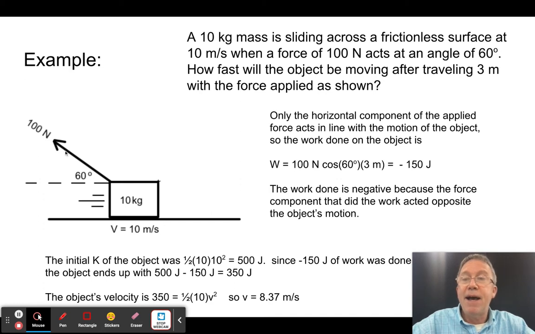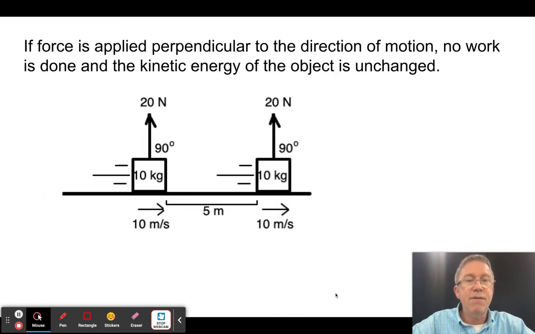Look, I had a component of this force acting in a direction against this motion, and so it lost kinetic energy. It went from having a velocity of 10 meters per second to a velocity of 8.37.